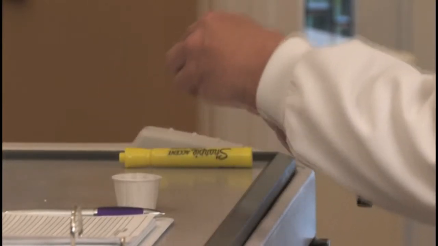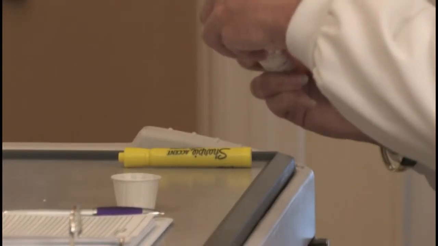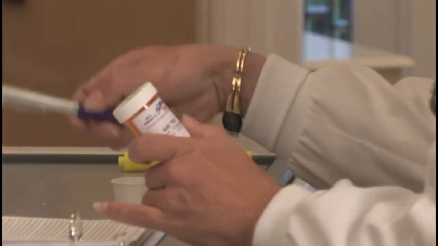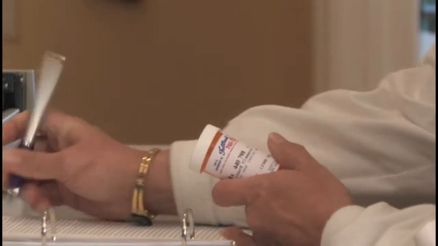After you have poured the medication, step 4 is to return it to the drawer. As you return the medication to the drawer, perform your third check. Again, checking the label of the medication against the MAR to be sure they match and that you're following your 6 rights.